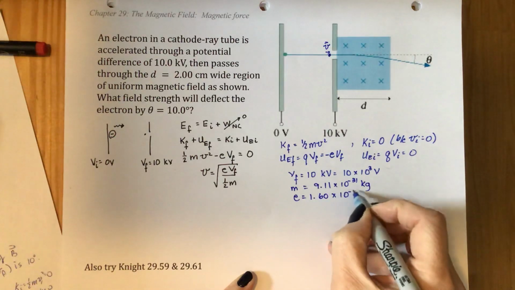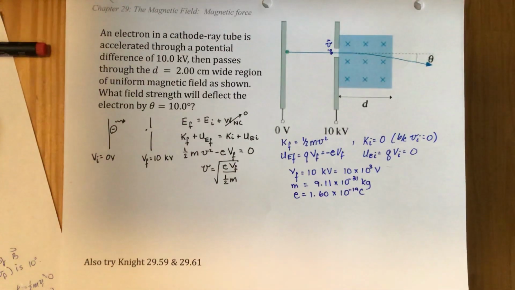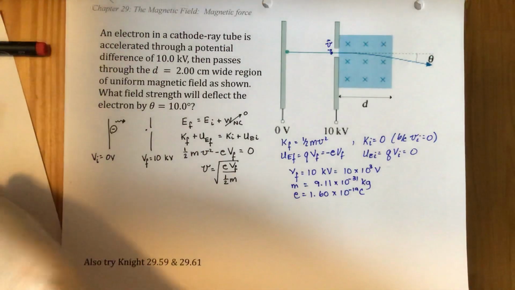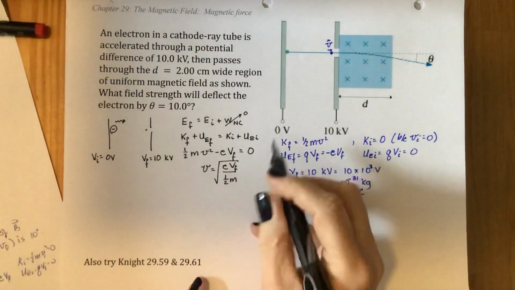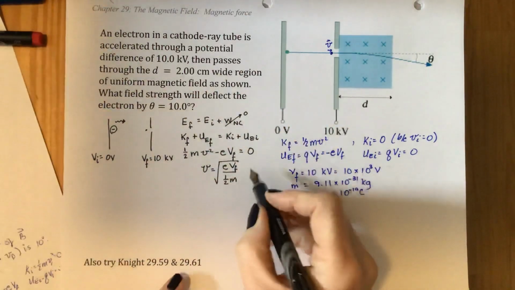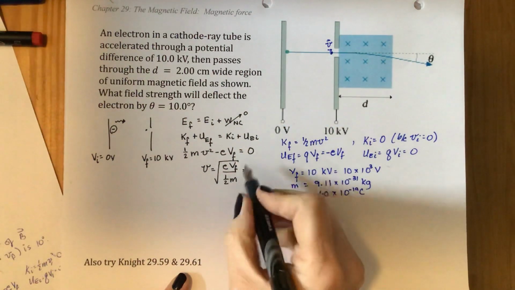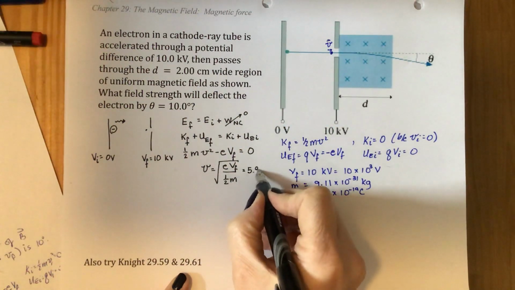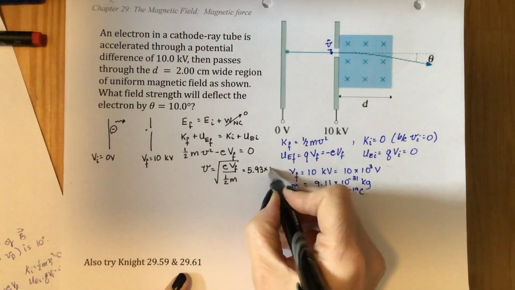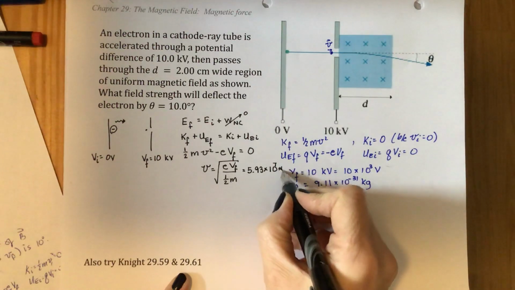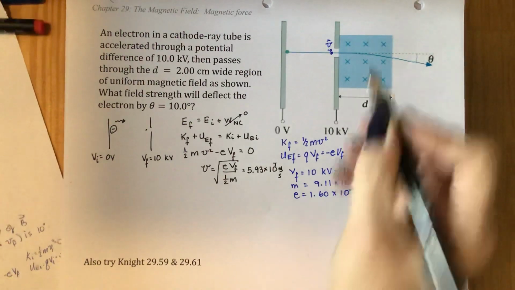Okay, you can leave this as an expression if you prefer. I think if we go with expressions, it might get a little bit tangly, so I'm going to fill in a number here. I get for the speed 5.93 times 10 to the 7 meters per second. Okay, so there's the speed as it enters the magnetic field.